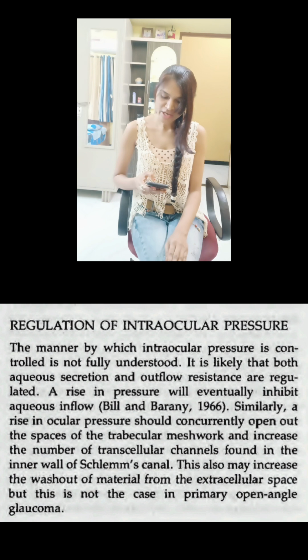Similarly, a rise in ocular pressure should concurrently open out the spaces of the trabecular meshwork and increase the number of transcellular channels found in the inner wall of Schlemm's canal. This also may increase the washout of material from the extracellular space, but this is not the case in primary open-angle glaucoma.